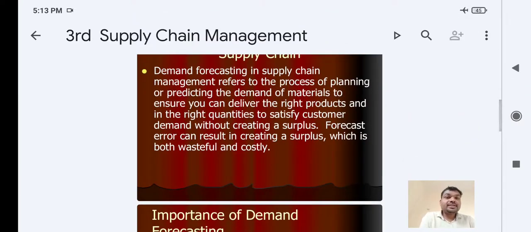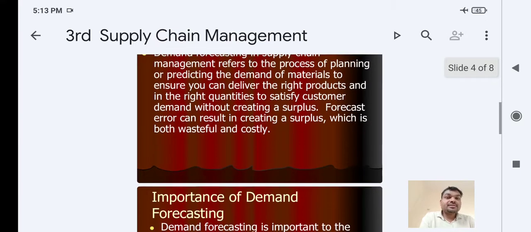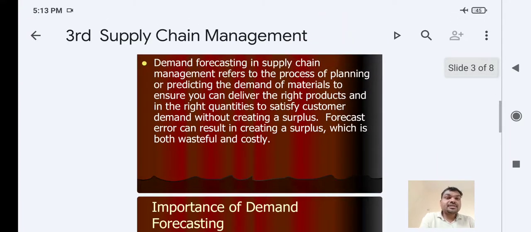So now we will discuss demand forecasting in supply chain management. Demand forecasting in supply chain management refers to the process of planning and predicting the demand for material to ensure you can deliver the right product in the right quantity to satisfy customer demand without creating a surplus. Forecast error can result in creating surplus, which is both wasteful and costly.